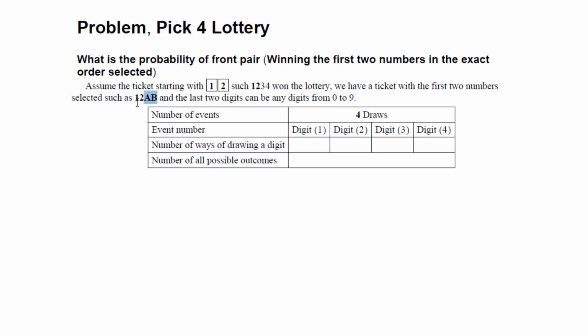So we can select the first digit in one way only and the second digit in one way only because they are already fixed. But the last 2 digits, each one can hold any number, which means each can be selected in 10 different ways. So what is the number of all possible outcomes of these winning tickets? It is 1 times 1 times 10 times 10, which is 100 ways. So we have 100 winning tickets in such case, and the probability is 100 divided by 10,000, so it's 1 out of 100.